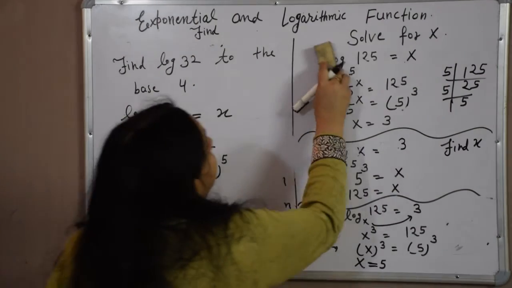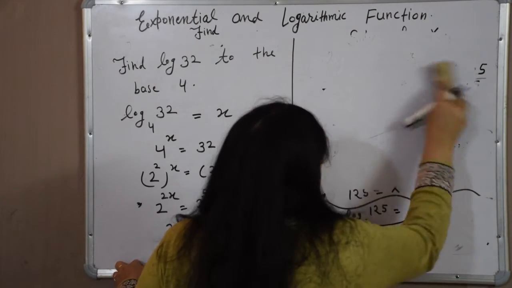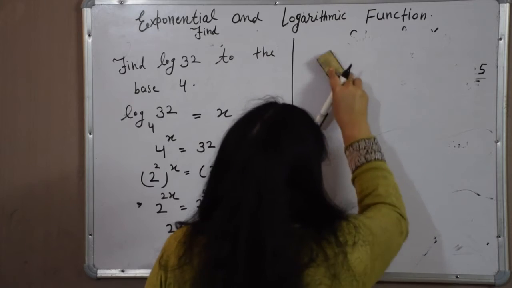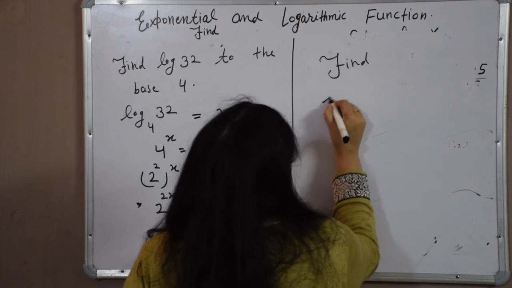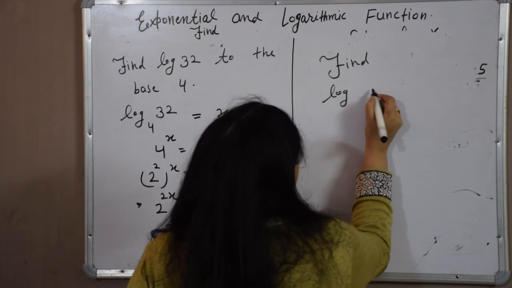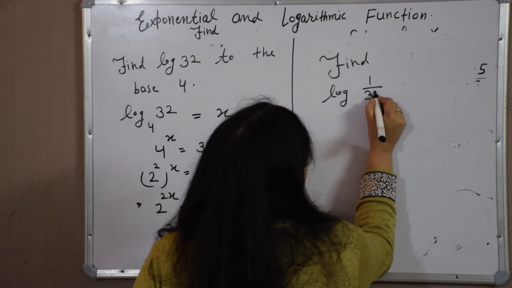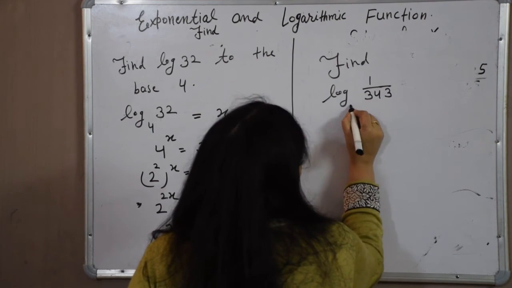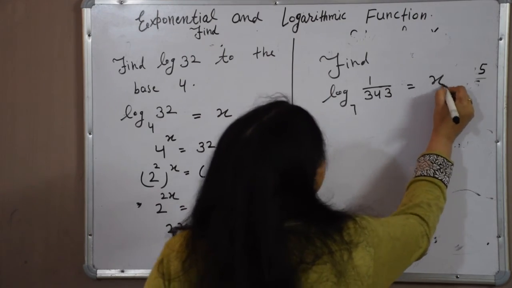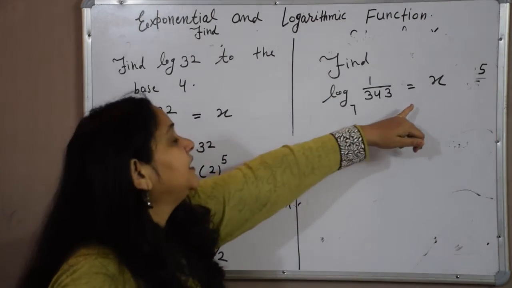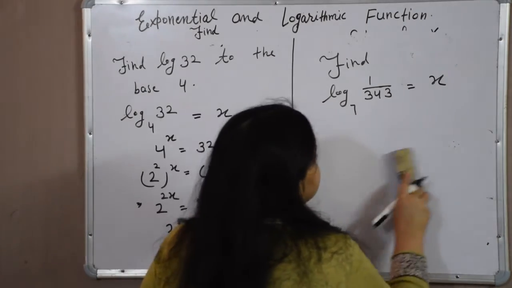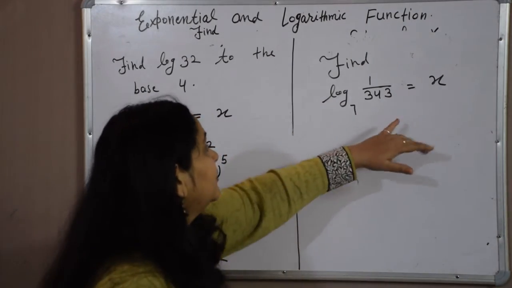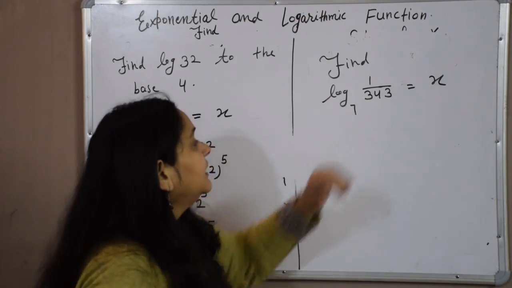Find log of 1 by 343 to the base 7. This we need to find, and we have to consider it equal to x, because we don't know what its value is, and without considering it, it will be very difficult to find out. So generally we take it equal to x.